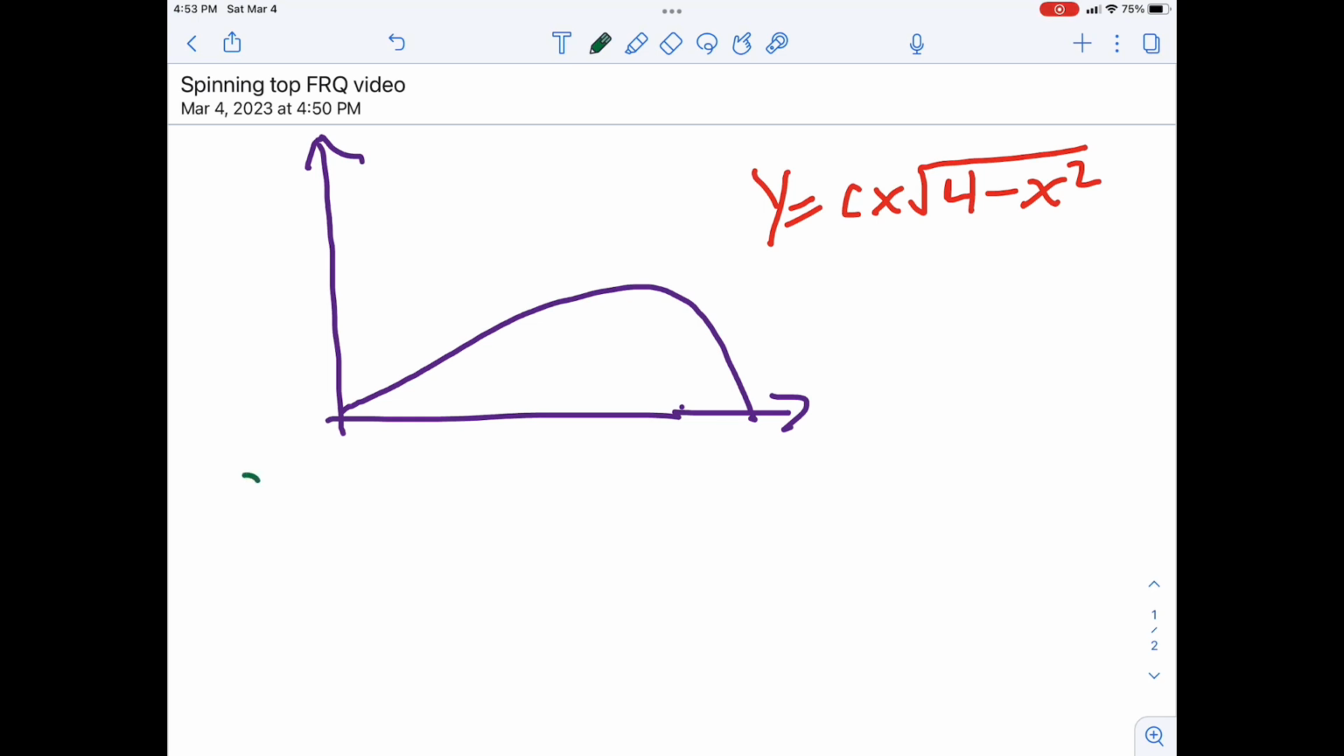So part A says, find the area of the region in the first quadrant bounded by the x-axis and the graph of y equals cx times square root of 4 minus x squared for c equals 6. So they're giving us our c value for this, so c equals 6. To find the area under the curve, I'm going to need to define my limits of integration. Well, this isn't too hard to find where it intersects the x-axis because we see that there's a 0 when x equals 0 and a 0 when x equals 2. So let's do this integral.